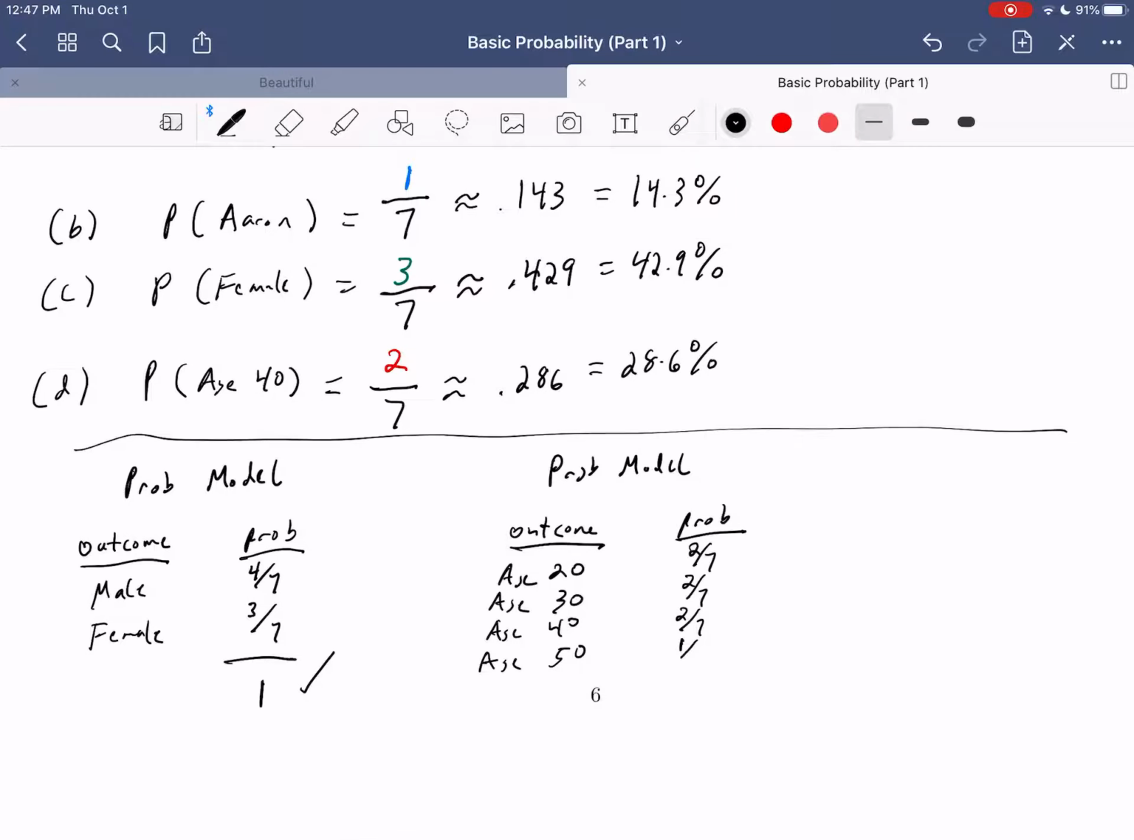So another way of viewing a probability model here would be focusing on the age of the person selected. There would be 4 outcomes. They're not all equally likely: 2 out of 7, 2 out of 7, 2 out of 7, but only 1 out of 7 for age 50. Does this satisfy the rules of a probability model? Well, for sure. Each of these is between 0 and 1. No negative numbers, no values greater than 1. And if you sum these up, 2 out of 7, 2 out of 7, 2 out of 7, that's 6 out of 7, plus 1 out of 7, that's 7 out of 7. Yep, that is equal to 1.